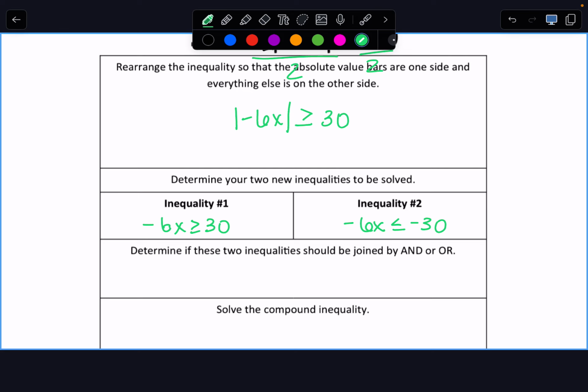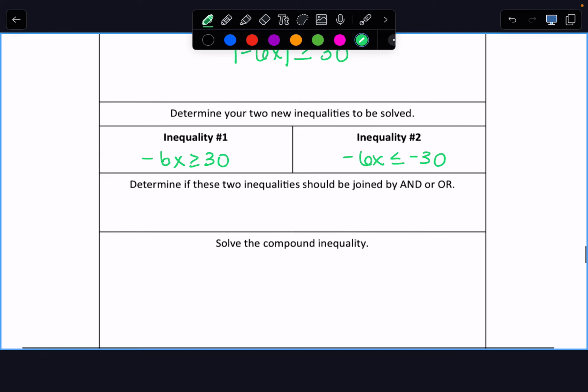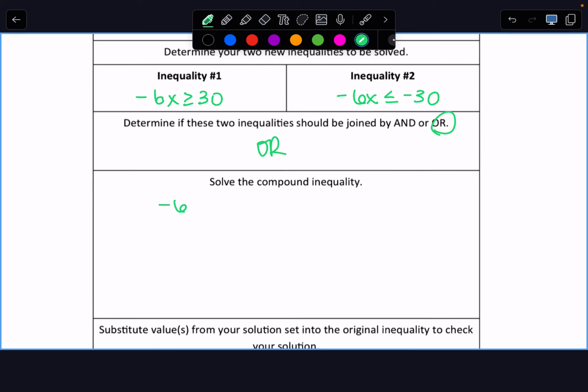Okie dokie. And or? Great. So we have negative 6x is greater than or equal to 30, or negative 6x is less than or equal to negative 30. Okay? Our rules still apply when solving these inequalities.